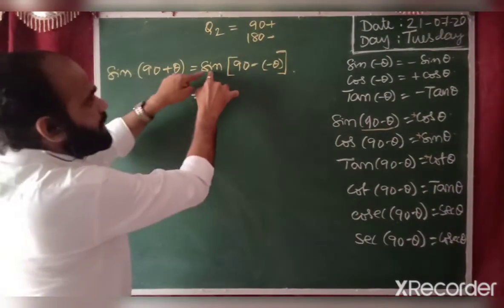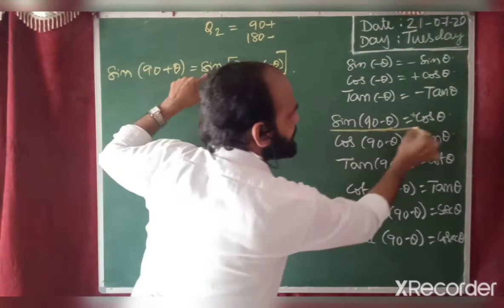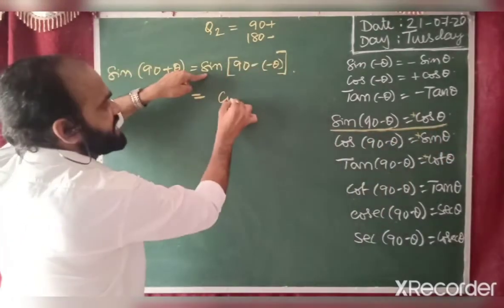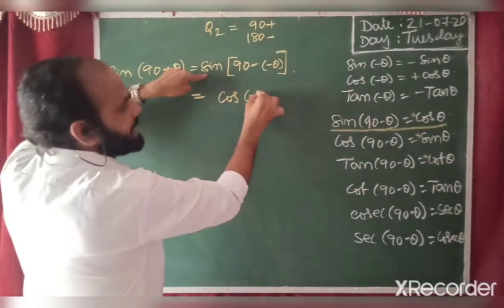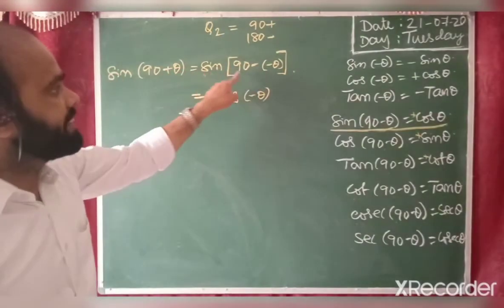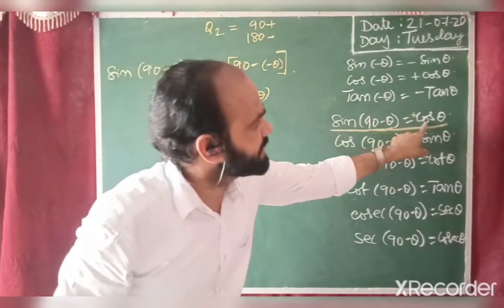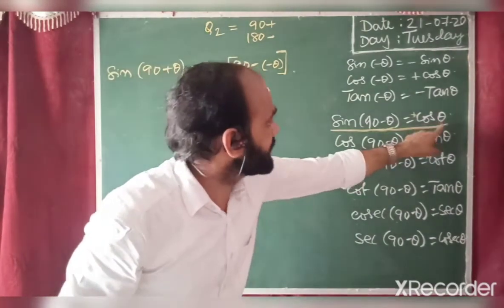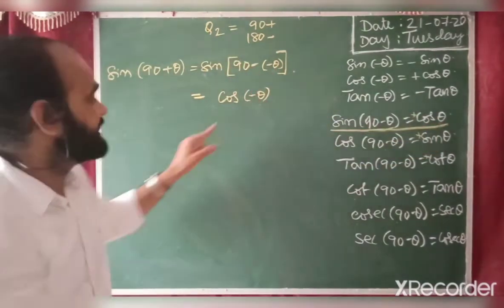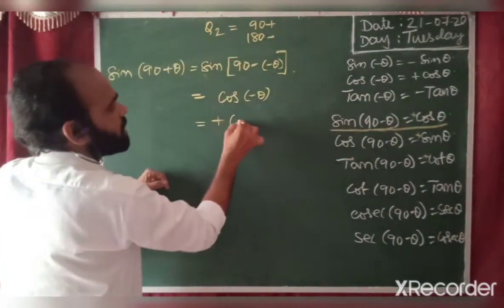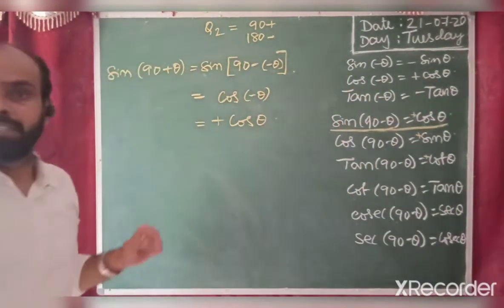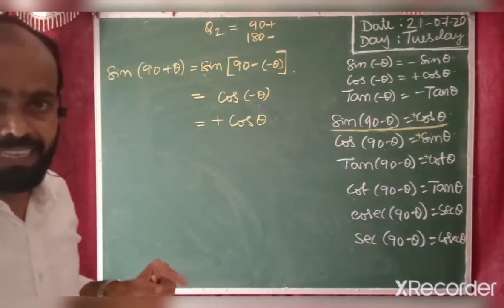Now let us come here. Sine of 90 minus theta, how much did we get? This is cos theta. And what is the theta value here this time? Minus theta. So sine of 90 minus theta is nothing but cos theta, with minus theta in place of theta. And we know that cos of minus theta is nothing but plus cos theta. This is plus cos theta.